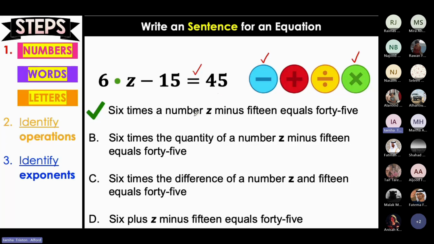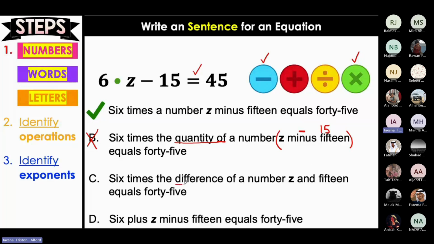So for answer choice B, we have here the quantity of. What is the meaning of quantity of? Parentheses. Do we have any parentheses in our equation? No. So probably not going to be correct, that one. Because it says the quantity of, so parentheses, it would be Z minus 15. We do not have this thing in parentheses.